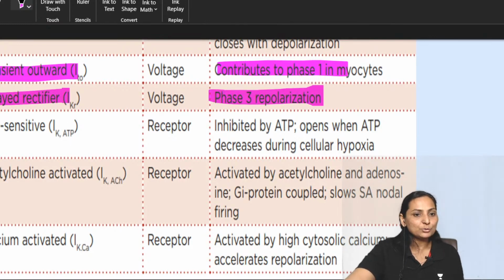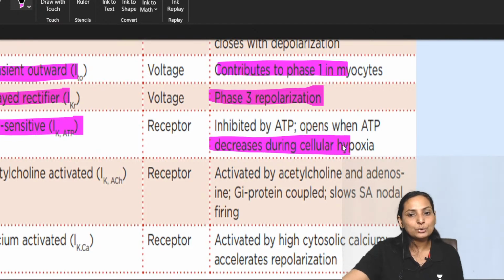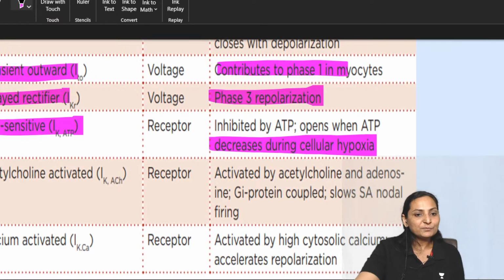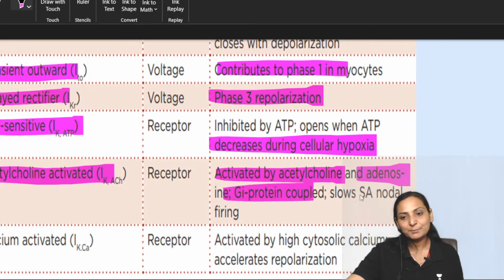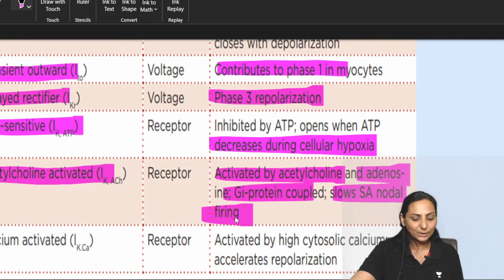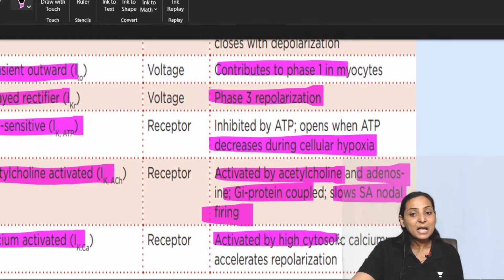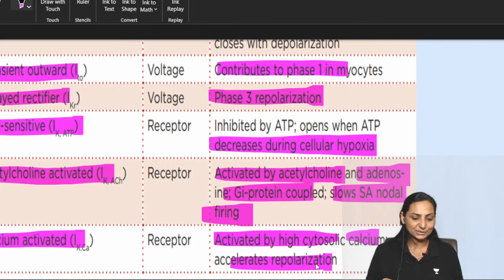Apart from this, you've got ATP sensitive potassium channels that respond to hypoxia. You've got acetylcholine activated channels, activated by acetylcholine and by adenosine. They are Gi protein coupled, responsible for slowing down the heart rate on vagal stimulation. And finally calcium activated potassium channels, which are activated by high cytosolic calcium that accelerates repolarization.